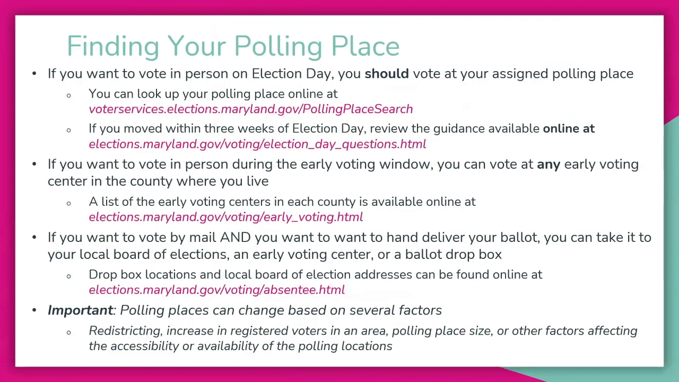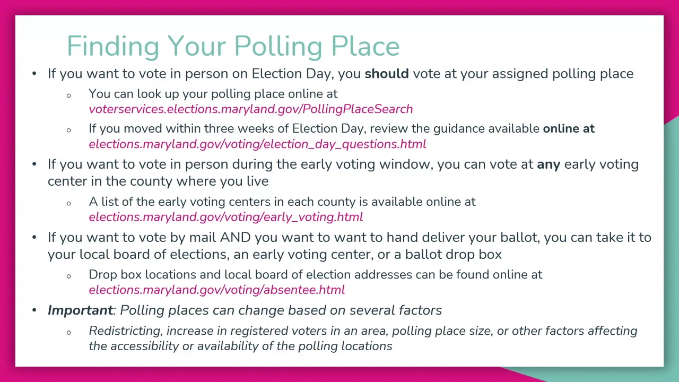First, it's important to know where your assigned polling place is if you plan to vote in person on election day. You can easily find your polling place by visiting voterservices.elections.maryland.gov/pollingplacesearch. Even if you've voted at the same place for years, it's a good idea to double check that it hasn't changed. Suppose you accidentally go to the wrong polling place. In that case, you'll need to vote a provisional ballot and will only be able to vote in the available races at your actual polling place. There are different ballots for different districts based on your address.